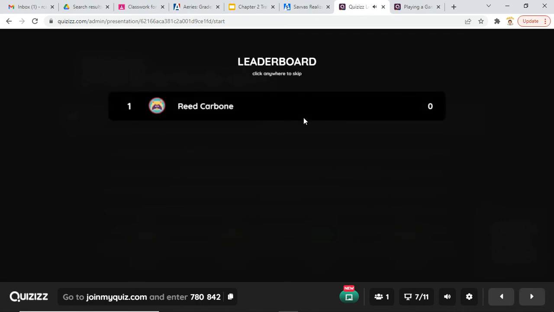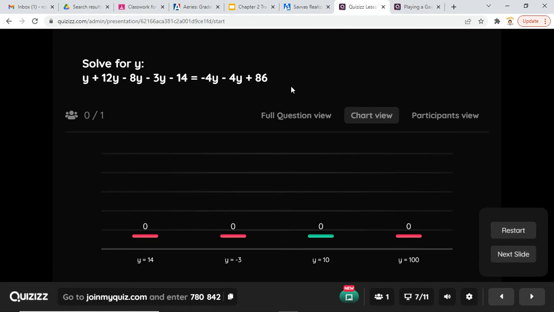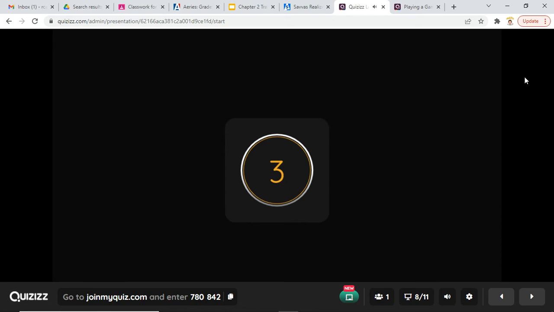All right, if you were able to get y is equal to 10 on this, you are absolutely correct. If you have a question on how to do that one, make sure you ask me in class or put a little star next to it. Remember, you needed to combine like terms here, so y plus 12y is 13y, minus 8y is 5y, minus 3y is 2y on the left side of the equation, minus 8y plus 86. So by combining like terms there, we eventually get to y is equal to 10.